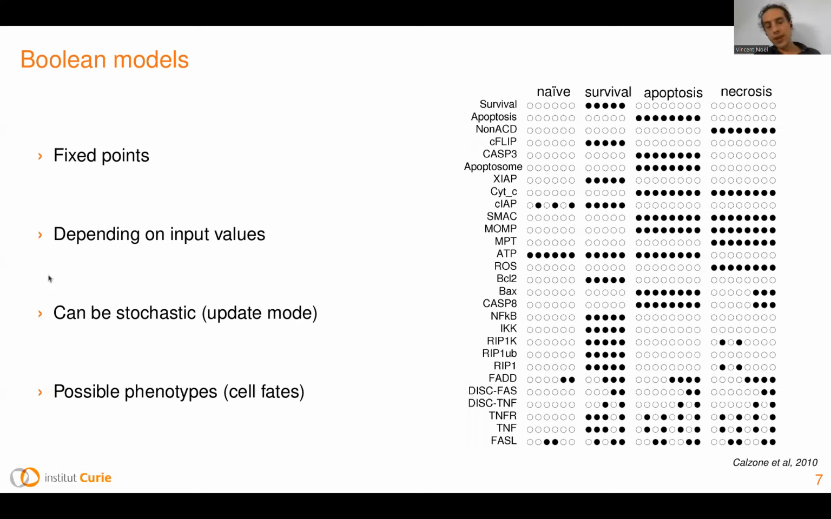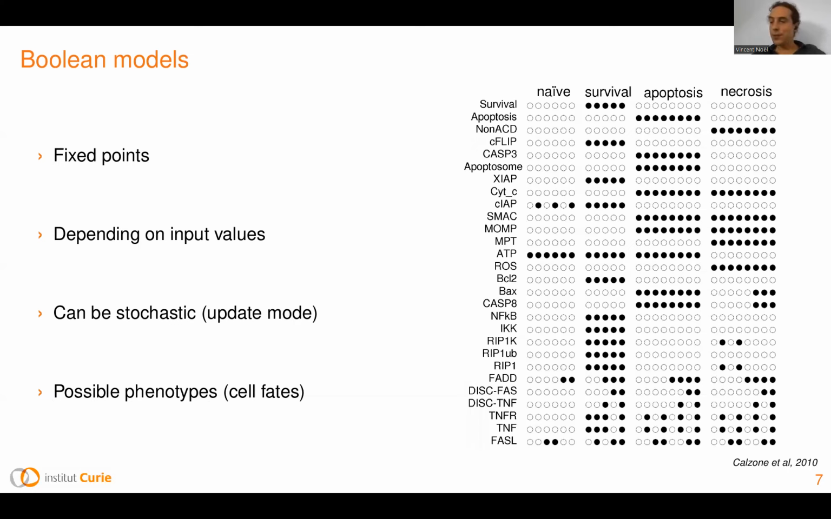One important aspect of this is that these simulations are stochastic. Even with the same initial values, sometimes you will have different fates. So you will reach different phenotypes. This depends on the updates, what we call the update mode. And here we'll be using what is called asynchronous updates, meaning that we update one node at a time, and we simulate this until no node can be updated anymore. And so what's important in this stochasticity is that even with the same input values, we are able to reach multiple phenotypes, multiple cell fates.